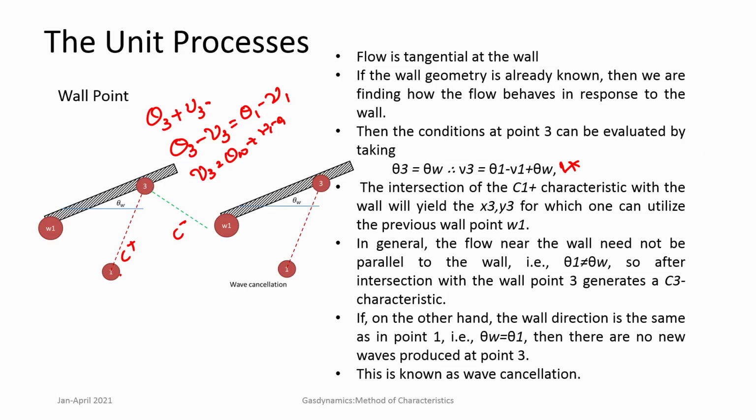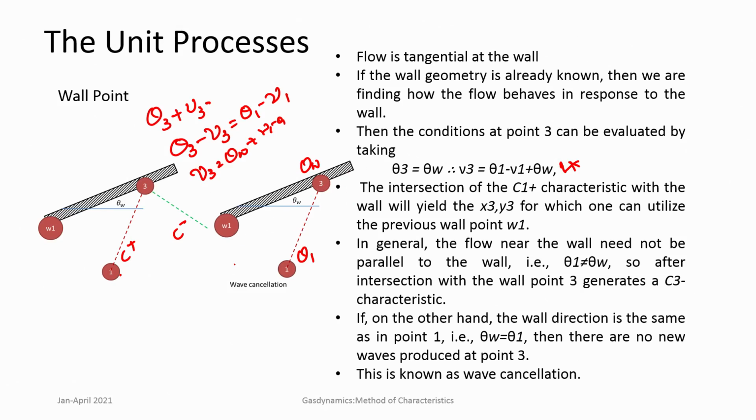Okay. So, if you have to do that, then it is possible if theta wall at 3 is equal to theta 1. Okay. Flow in the neighborhood of the wall, if it is already parallel to the wall, then it needs to take no more turn. So, as a consequence there will be no more reflection.